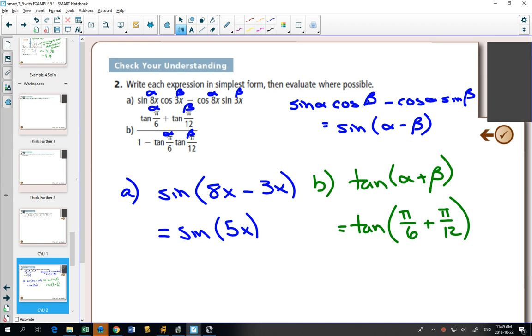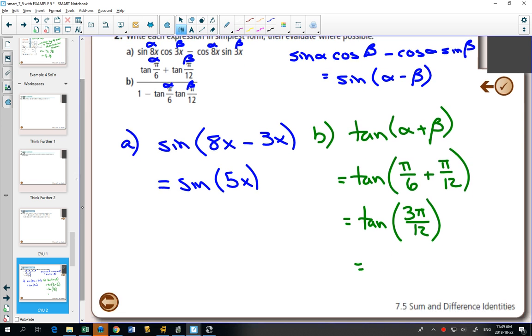What is pi over 6 plus pi over 12? How do you add fractions? You get a common denominator. So this will be 2 pi over 12 plus 1 pi over 12, which will give us 3 pi over 12. Is that on your pi plate? Because it's pi over 4. And what is tan of pi over 4? 1. So in part B it says evaluate if possible, and in this one we can.